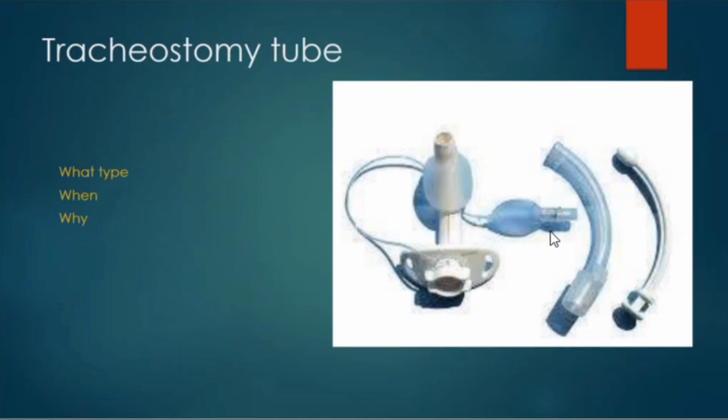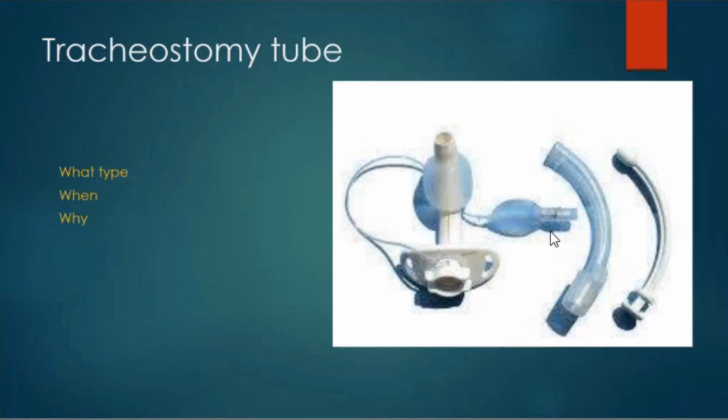So before we go to the management algorithm per se, we have to know a few things. Why the tracheostomy was done, when it was done, and what type of tube is used. This is the simple picture of a tracheostomy tube. So you can see that this is the outer tube. It consists of a cuff and a pilot balloon to inflate the cuff, a flange. This sits on the skin of the neck when positioned properly.